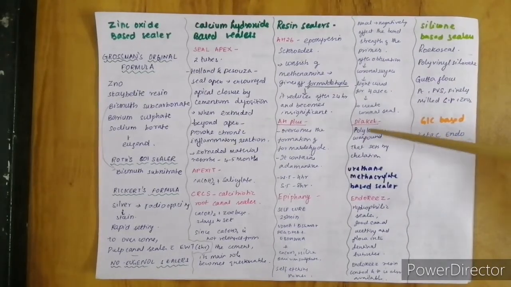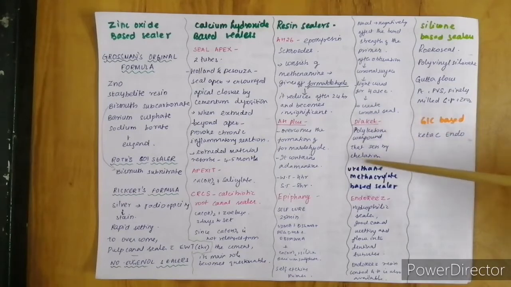Okay, then let us discuss Diacat. Diacat is a polyketone compound that sets by chelation, so it is also kind of a resin cement. It's a polyketone compound. It sets by chelation. How I remember this is Diacat: I remember the "KE", and then I will remember chelation.